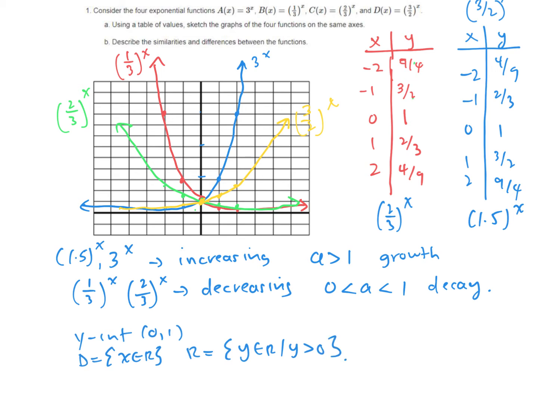We may look at the steepness. So you'll notice that in the increasing functions, if the base is 3 compared to 1.5, 3 is a steeper graph because the base is bigger. And then on the other way, we have 1/3 and 2/3. 2/3 is a bigger decimal, so it makes it a less steep graph. So those are just some similarities and differences between exponential functions.